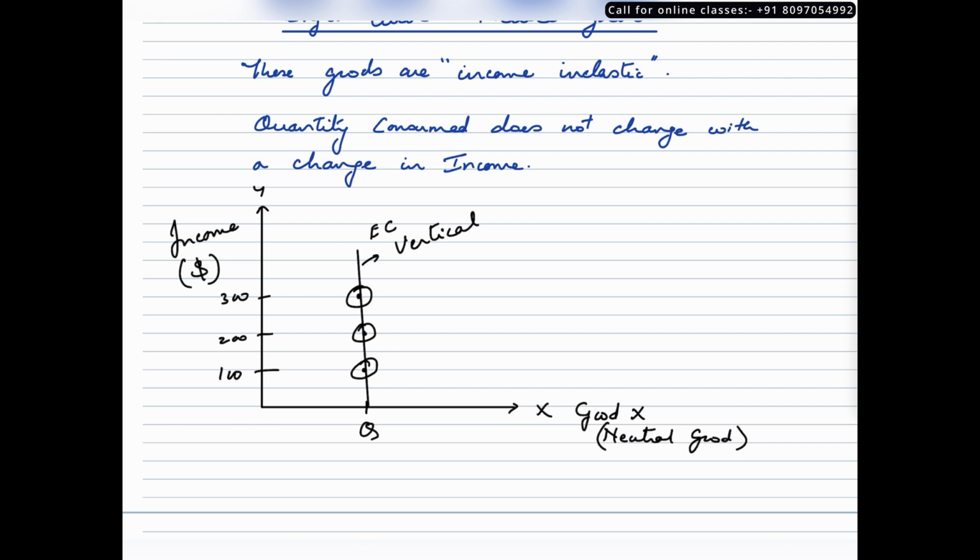Alright, the kind of goods that fall in this category are salt and medicines. Let us say salt for example here. So if you are consuming 1 spoon of salt every single day, it will still remain 1 spoon whether you are earning $100 or $200 or $300. Just because you started earning $300, you won't increase the consumption to 3 spoons in a day, right? So that's why the quantity consumed remains the same irrespective of whatever income you are earning. So this is the Engel's curve.